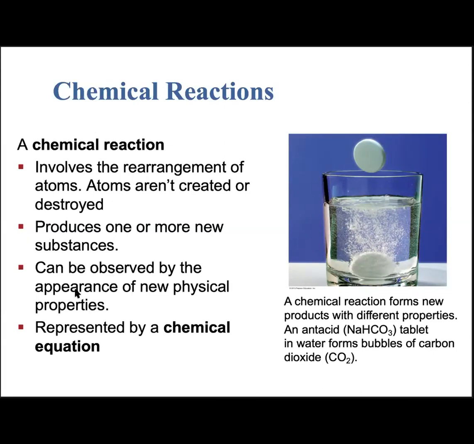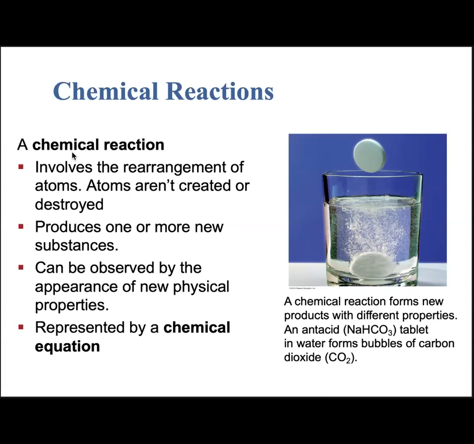And we saw that we can observe those in some new physical property that we see. An example is if you take these antacid tablets, which are sodium bicarbonate, and put them in water, they form bubbles of carbon dioxide. That's a chemical reaction. We're going to represent that by a chemical equation. So we're going to start learning how we write chemical equations, how we represent the different chemicals that are reacting together, and then we'll learn how to balance chemical equations. For this video, we're just going to talk about the introduction.